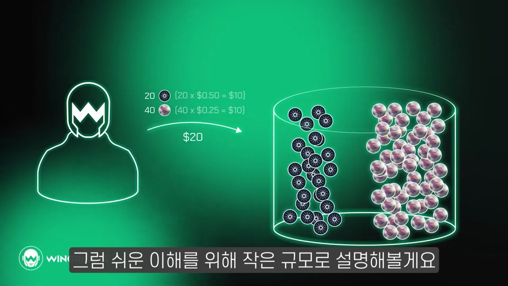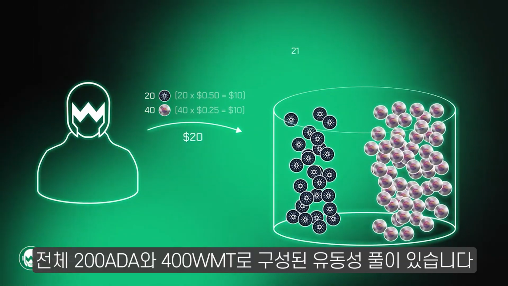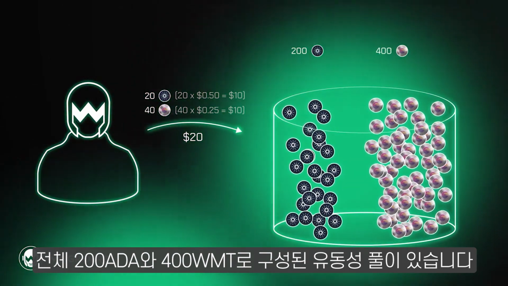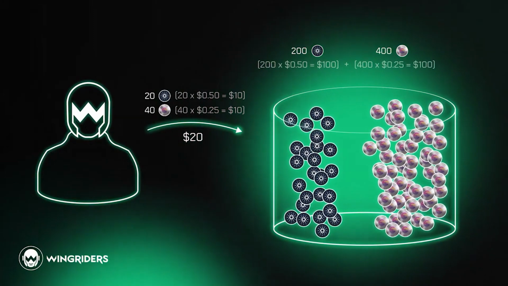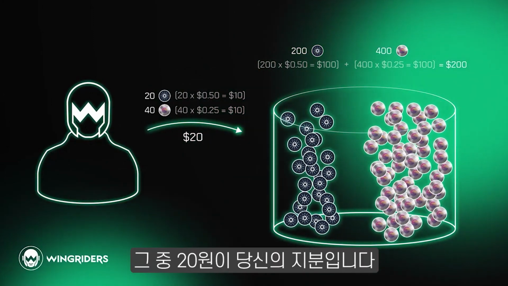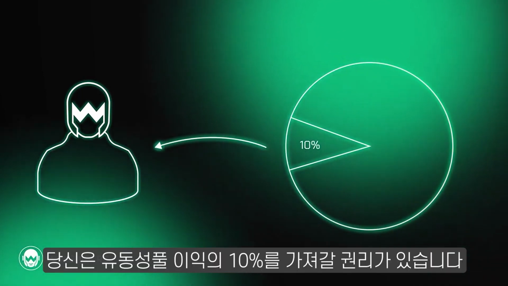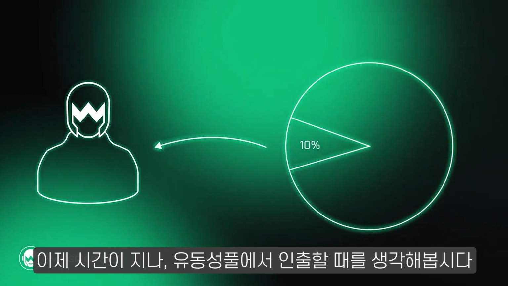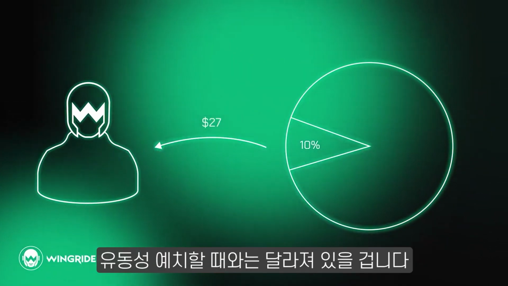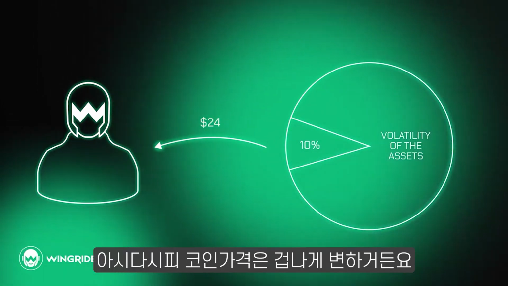Let's work with really small numbers for a better demonstration and imagine the pool now contains 200 ADA and 400 WMT in total, deposited by all the liquidity providers. So the value of the pool is $200 and $20 of it is yours. That means you're entitled to 10% share of the pool. Once you want to withdraw your share, it may not be the same value in dollars as it was when you deposited it. That's because of the volatility of the value of the assets in the pool.